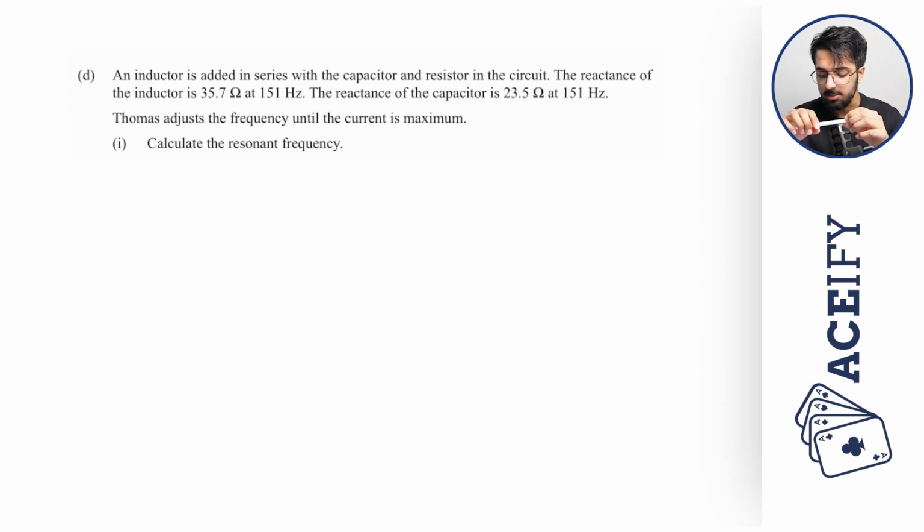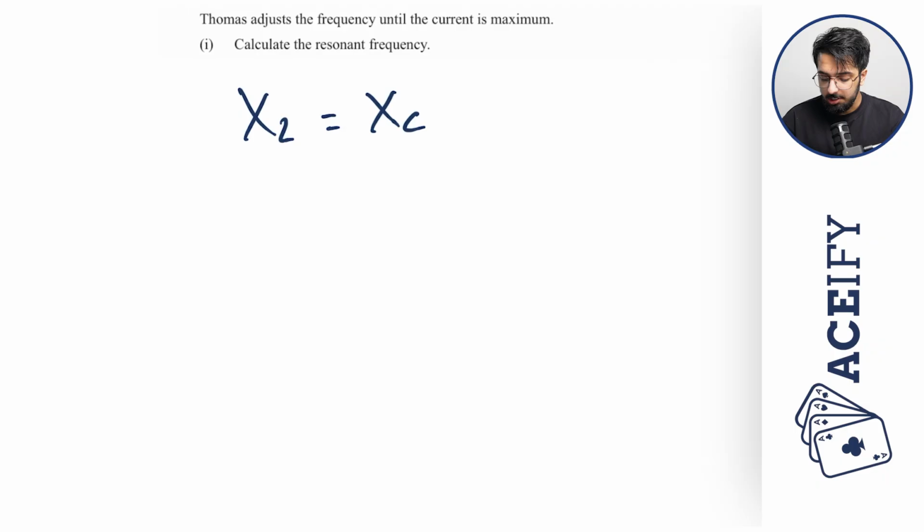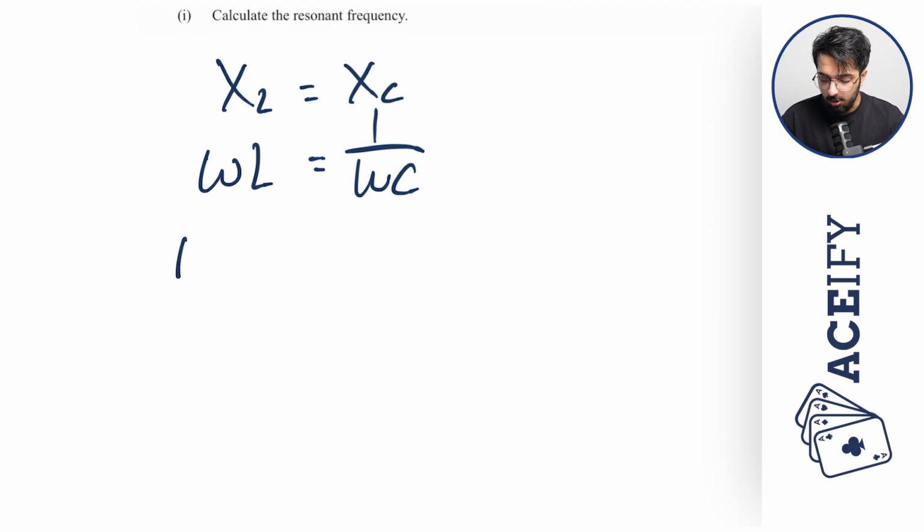Calculate the resonant frequency. When the circuit is at resonance, the reactance of our inductor is equal to the reactance of our capacitor. We know that the reactance of our inductor is equal to omega L, and the reactance of our capacitor is equal to 1 over omega C. Therefore, omega squared LC is equal to 1. I just multiplied both sides by omega C.